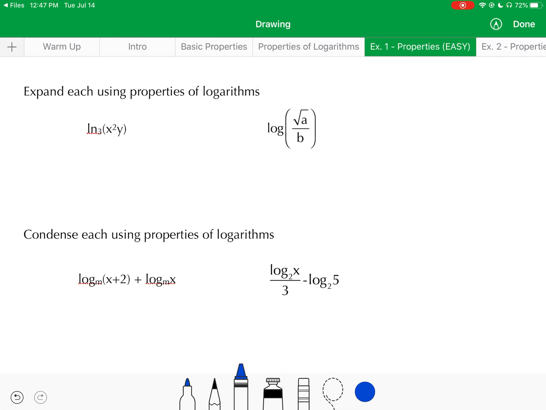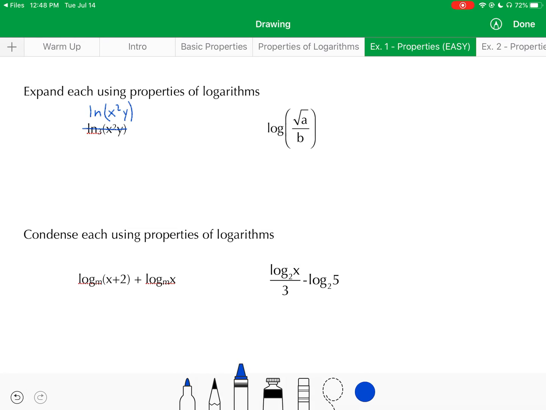All right, so we want to practice utilizing these properties, and we do so by expanding and condensing expressions that involve logarithms. So in our first series of problems here, we're asked to expand using properties of logarithms. And this shouldn't have a base on it, so let's rewrite this. This should actually say the natural log of x squared y.